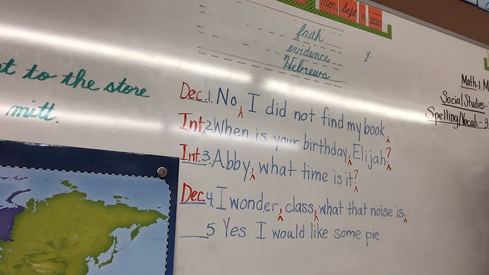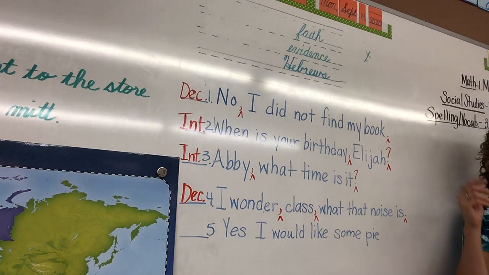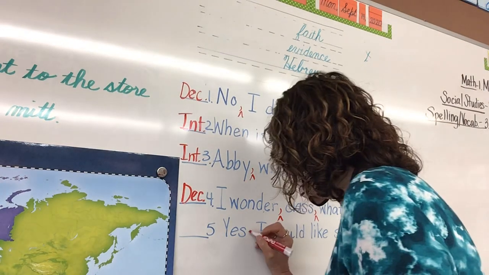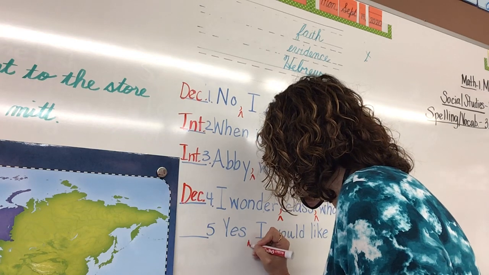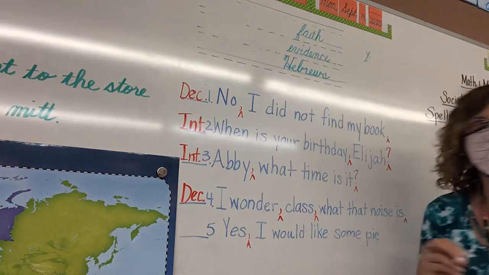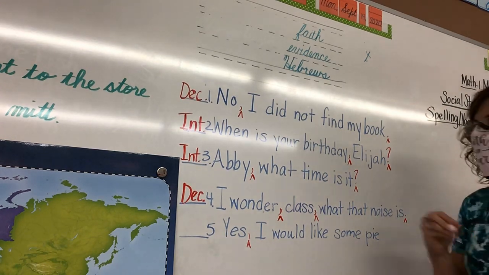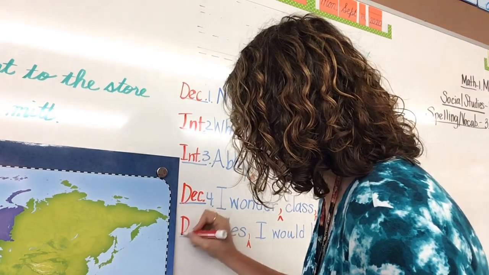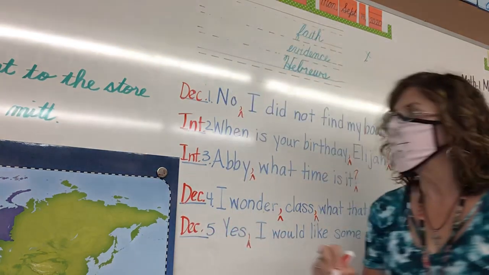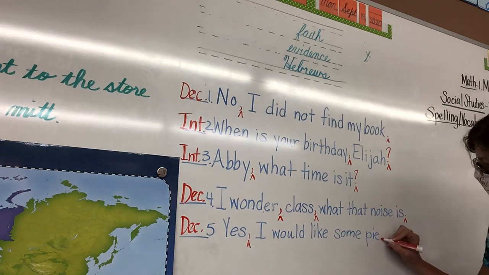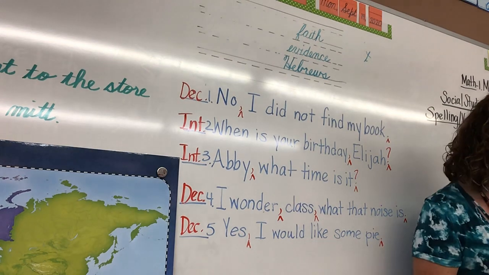Yes, I would like some pie. Olivia? Put a comma after yes. Put a comma after yes or no at the beginning of the sentence. Very good. And what kind of sentence would that be? Yes. It is declarative again. We didn't have anything but interrogative or declarative here, did we? Alright? And how would we punctuate it? Tess? Yes, with a period. We all need to be paying attention.